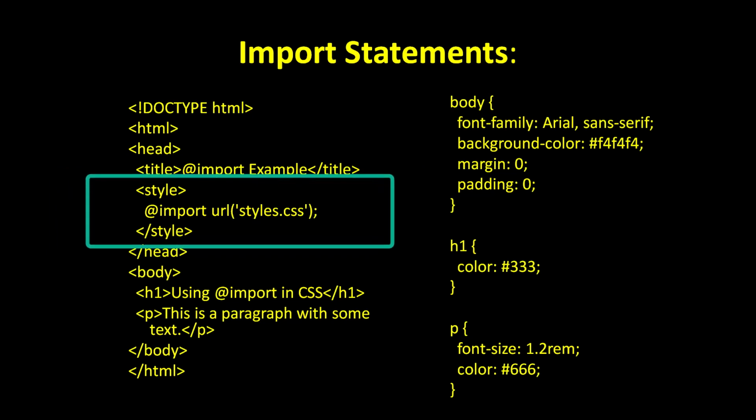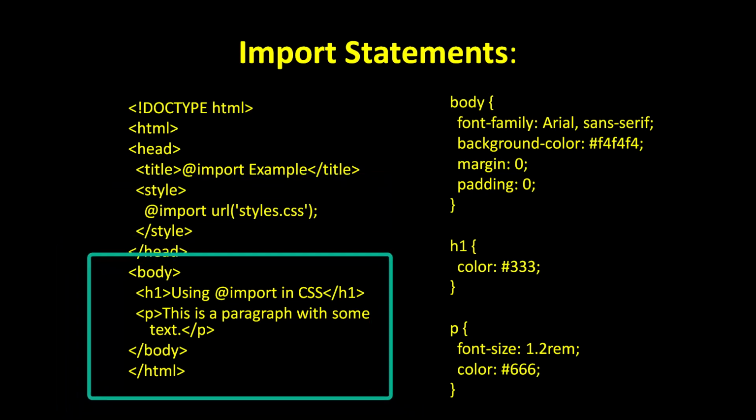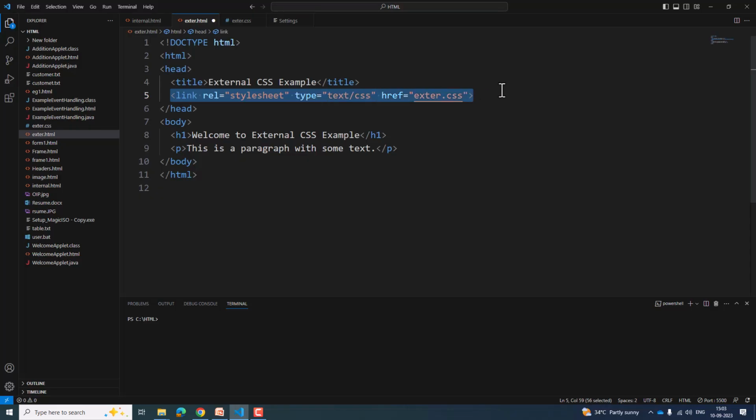So now, just within the body section, we have given the @import in CSS and a paragraph with some text within the body section. Let us discuss this particular import example by using an example. So let us open VS Code.